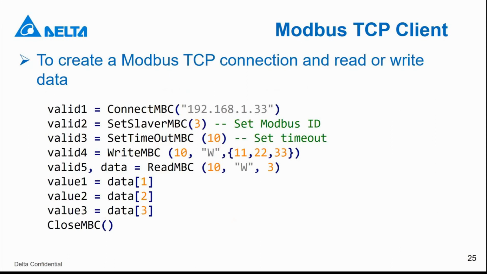And using the robot language, you can also use the Modbus TCP client function. So with these functions, you can connect to other devices by IP address, and then write and read by write Modbus and read Modbus function to other Modbus TCP servers.